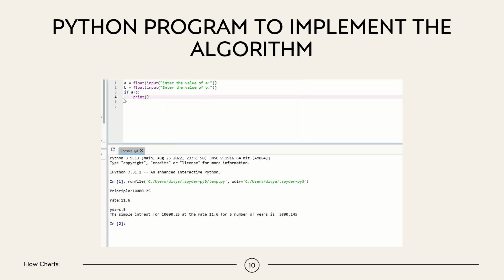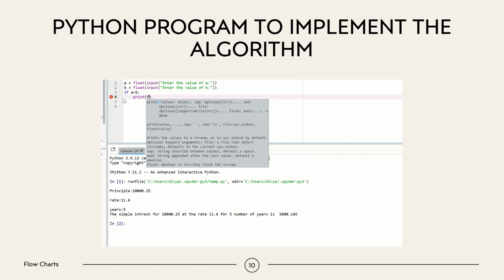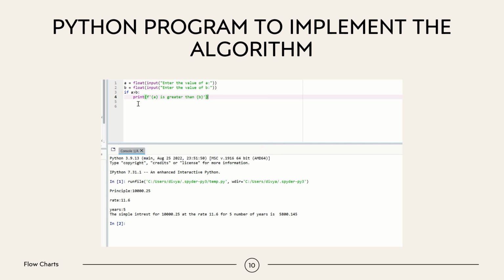Okay, print f"A is greater than B". There is a colon at the end of the if statement to indicate that there is a block that is going to begin. Else, print "B is greater than A".